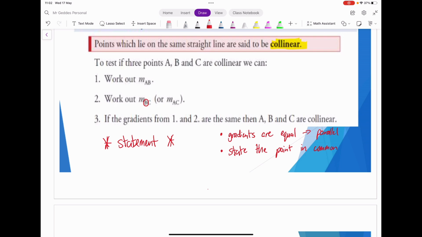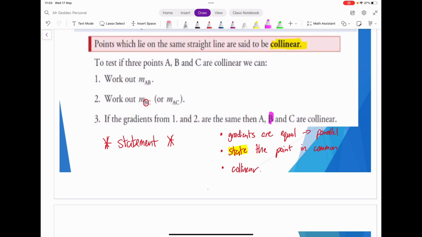Okay, you have to actually state which point it is. So point A is the point in common, and then obviously, therefore, you have to mention the word collinear as well. Okay, so gradients are equal. That means that they're parallel. You must state the point, actually mention which point it is. In this case, the one we were looking at here, this example would be B is the point in common. Therefore, they are collinear. Okay, so 3 things.